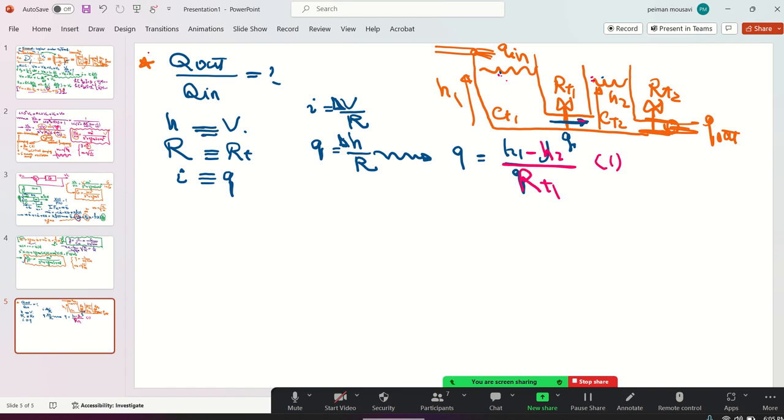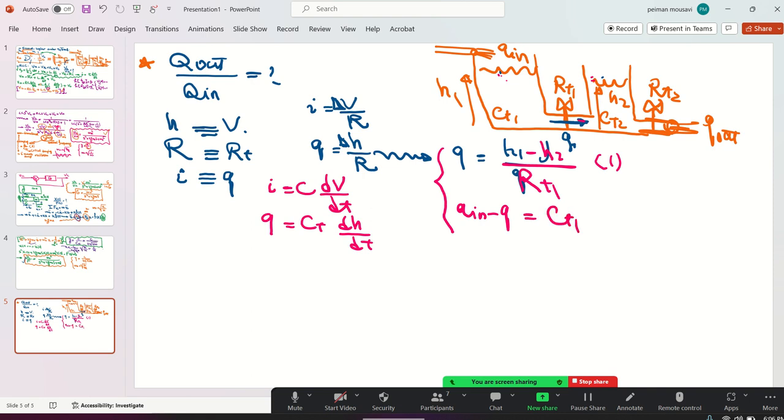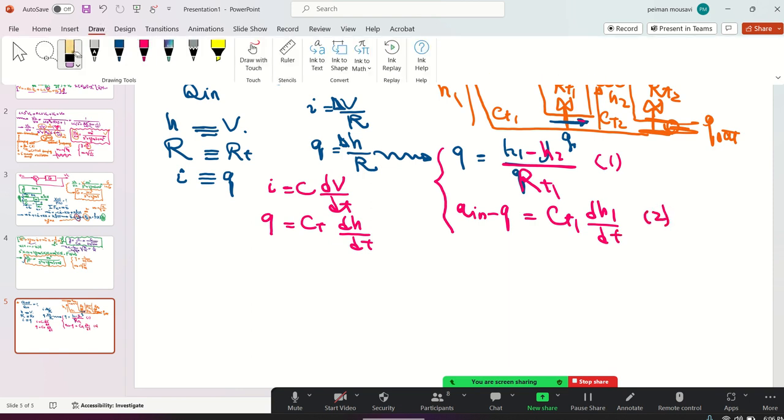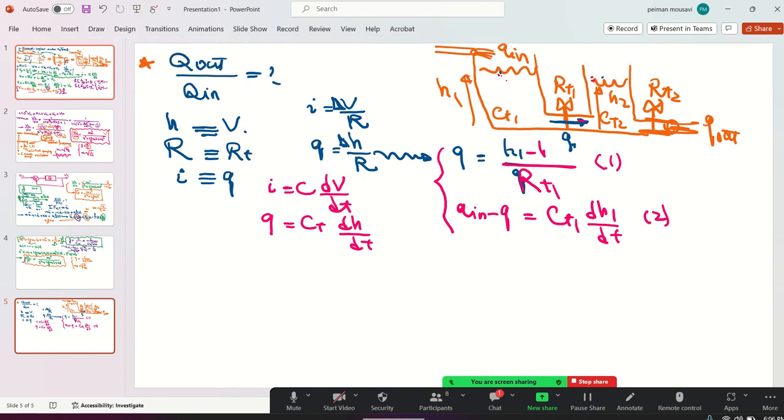And I also taught you that I is equal to C dV over dt from the capacitor. So you're going to have the same: Q again, C of tank dH over dt. For tank 1, still in tank 1, Q is the net flow. So Q in minus Q equals CT1 dH1 over dt. Relation number 2. Now let me fix this, guys. You got it, everybody?